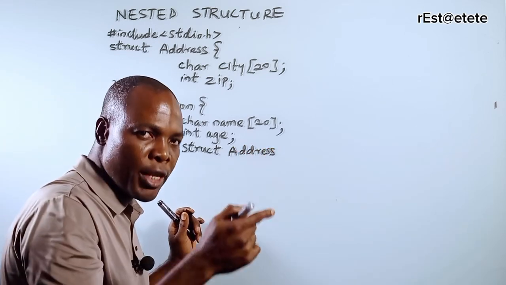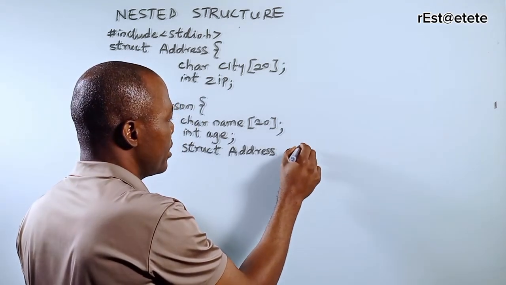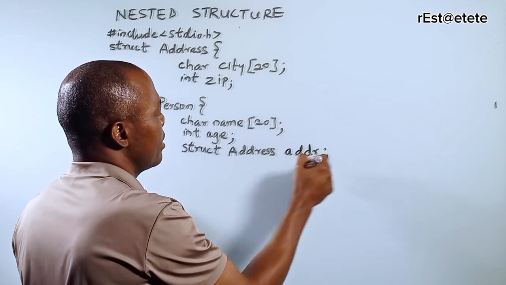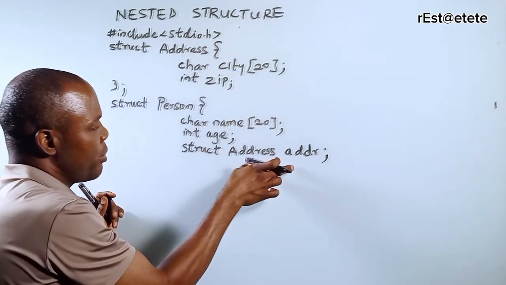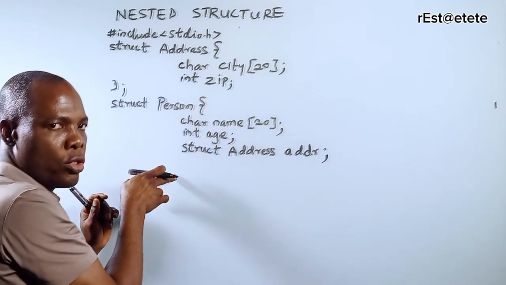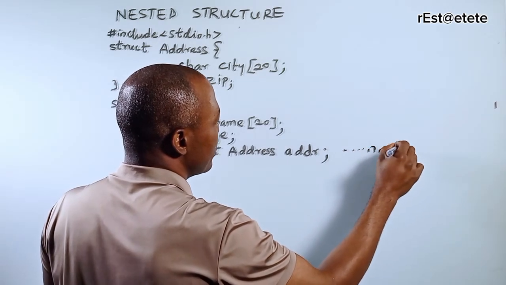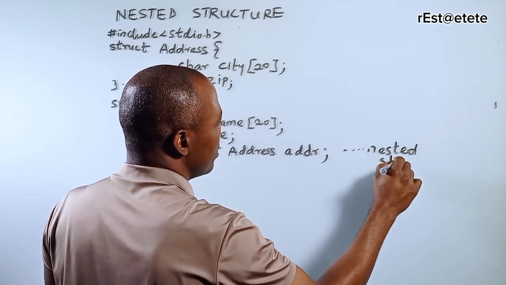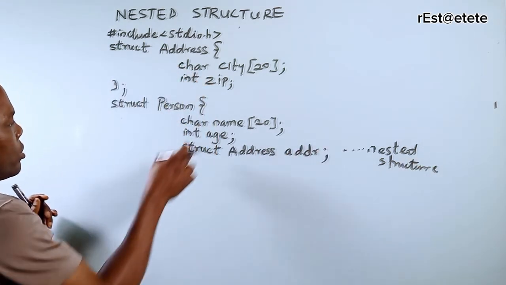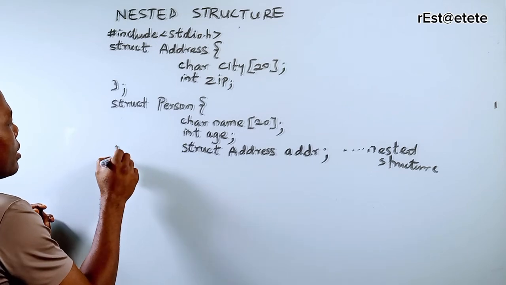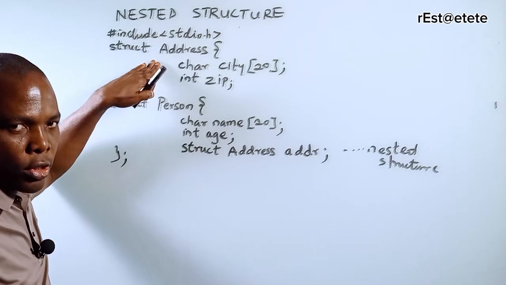Then I will create a variable for this structure. So that will be ADDR. So this is the variable for this structure, right? And I'm bringing that into this person's structure. So this is what you call nested structure. This concept is nested structure. So I'm going to close this. So I close this.